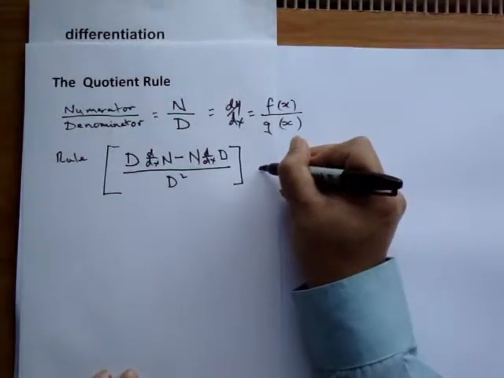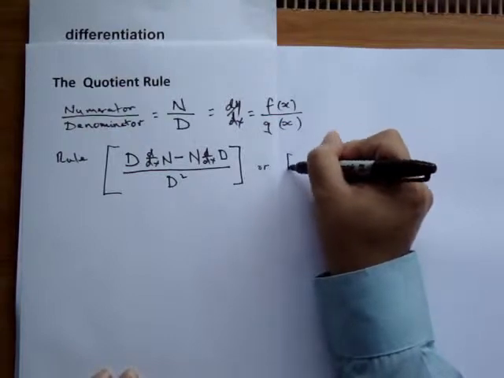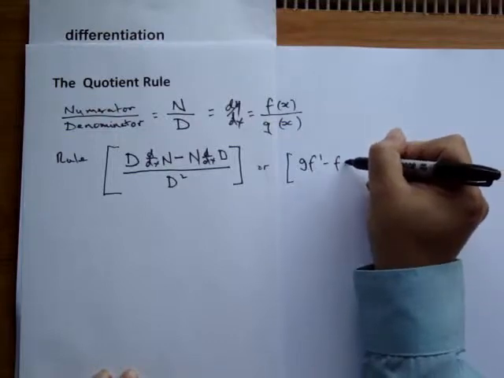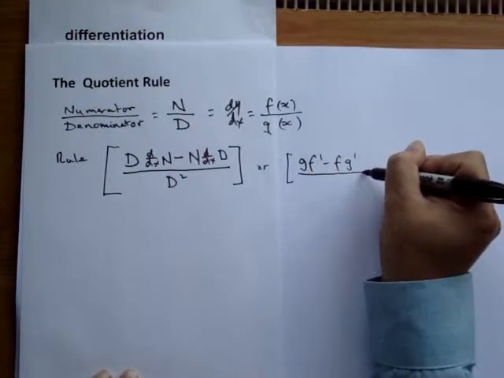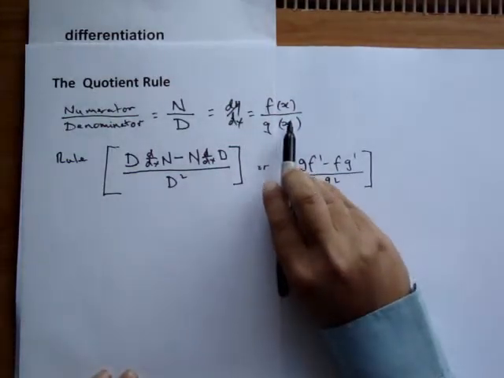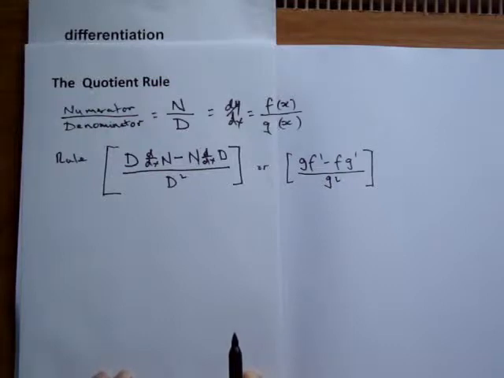Another way of writing this is g f prime minus f g prime all over g squared, if we use this notation. Now, to use the quotient rule, an easy way to do it would be to first find the derivatives of the two functions and write them down, and then just insert them into the rule.